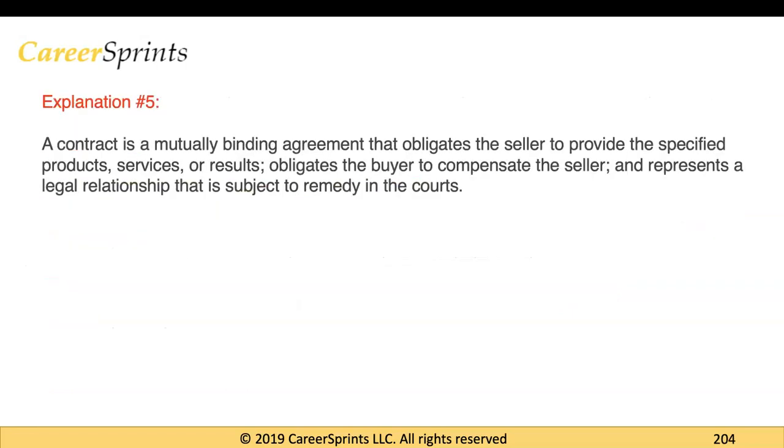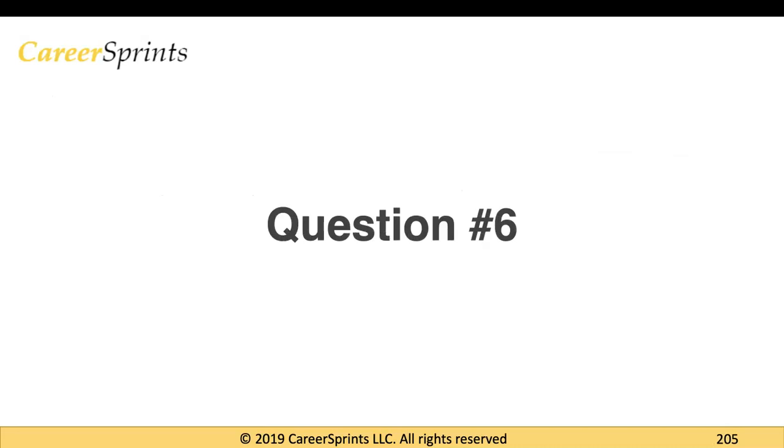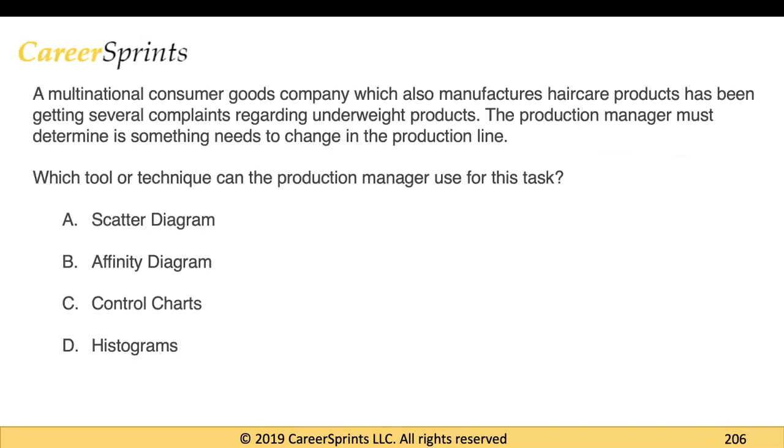Again, there is an explanation given, so you can read through the explanation. Question number 6. It says a multinational consumer goods company which also manufactures hair care products has been getting several complaints regarding underweight products. The production manager must determine if something needs to change in the production line. Which tool or technique can the production manager use for this task? The options given are scatter diagram, affinity diagram, control charts, and histograms. If you want, you can pause the video at this stage and think about the answer.